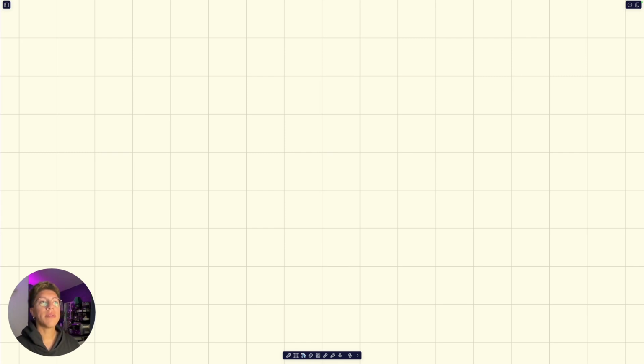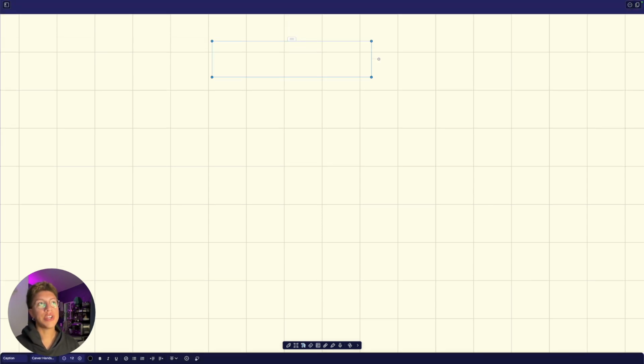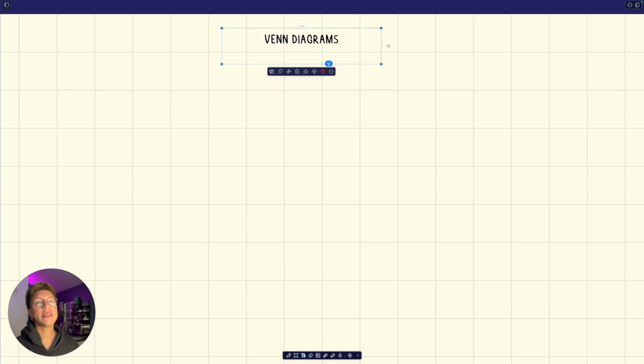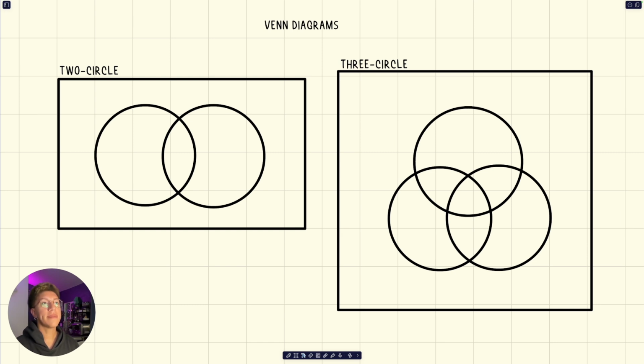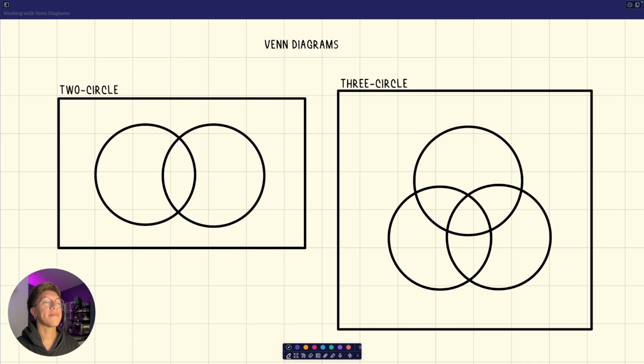In today's lesson, we're going to be getting into Venn diagrams, and this will also be an introduction to simple probability as well. In Venn diagrams, there's kind of two big types. The first type is a two-circle Venn diagram, and the second type is a three-circle Venn diagram. And we'll mostly be focusing on the two-circle Venn diagram because all the fundamentals that we learn for this first type are going to apply to this one as well.